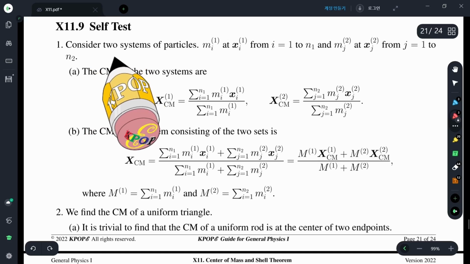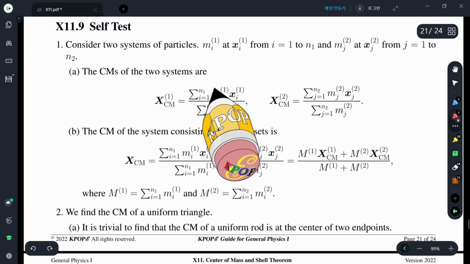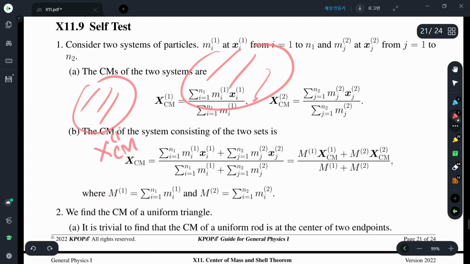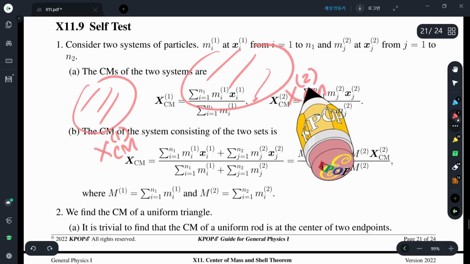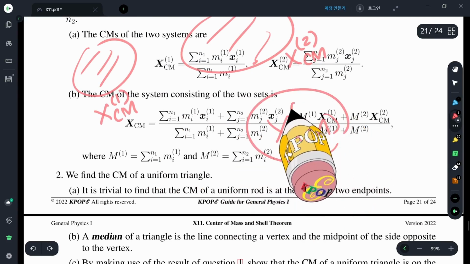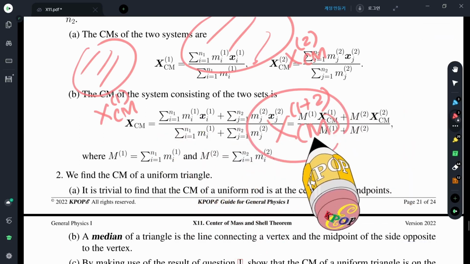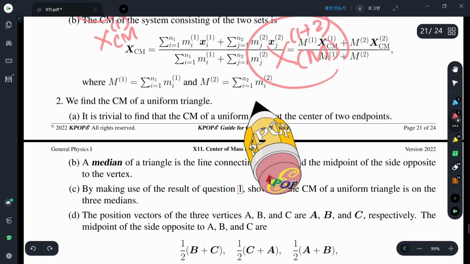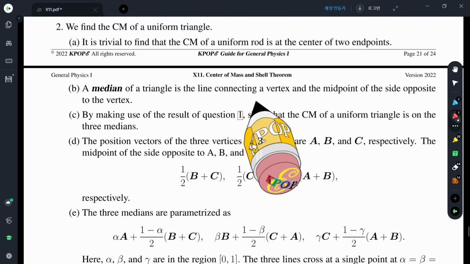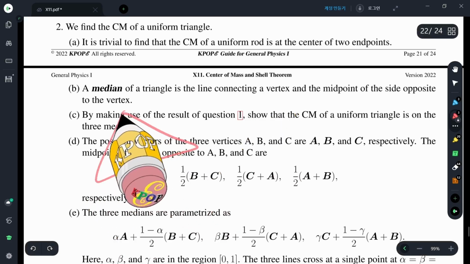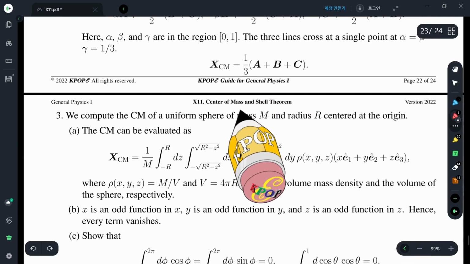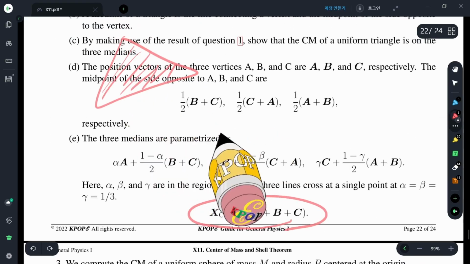In the later part, we summarize the result for combining two systems of particles. Here I can find the center of mass of the first set, and I can find the center of mass of the second set. Then we can combine these two to find the center of mass of the system 1 plus 2. This is how to find the center of mass of the combined system. The method can be applied to solve a very simple calculation for the center of mass of a triangle. Middle school students can compute the center of mass of a triangle. They know the answer. And this is how to reproduce the result using vector algebra.